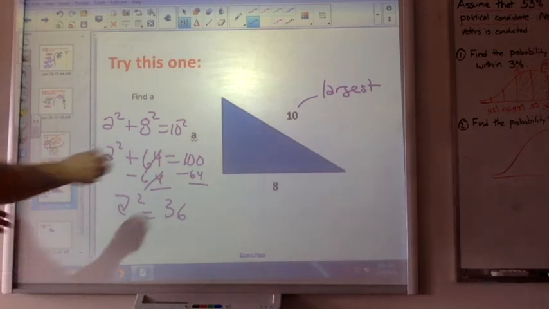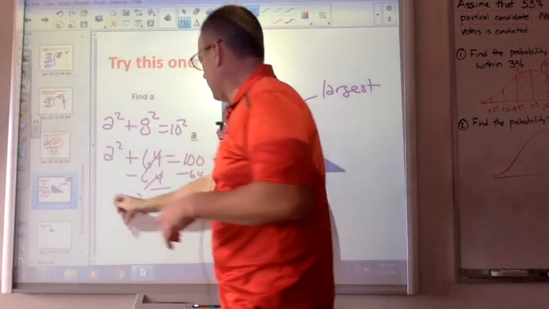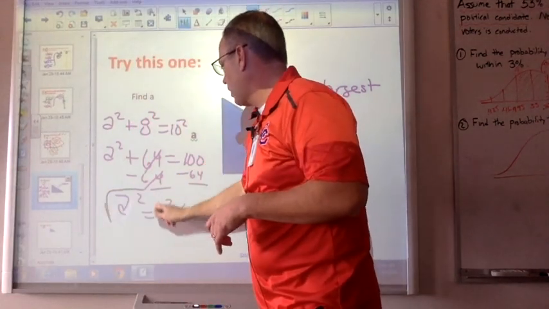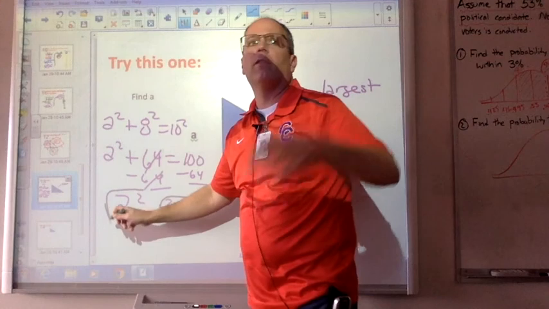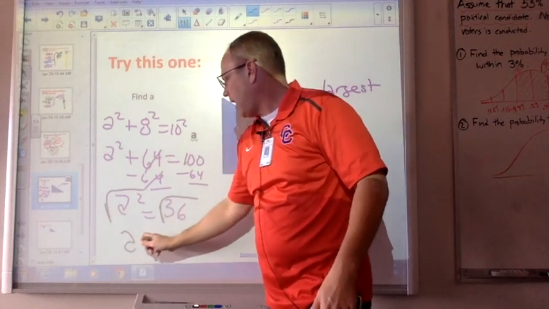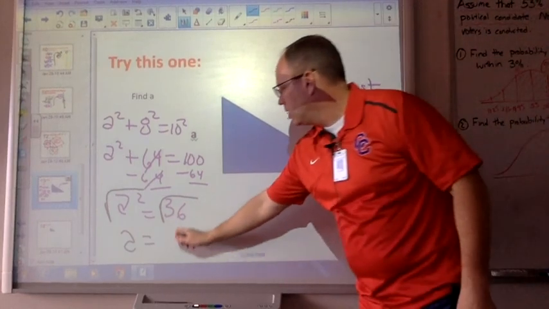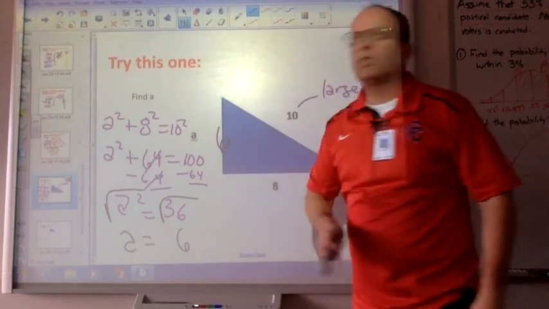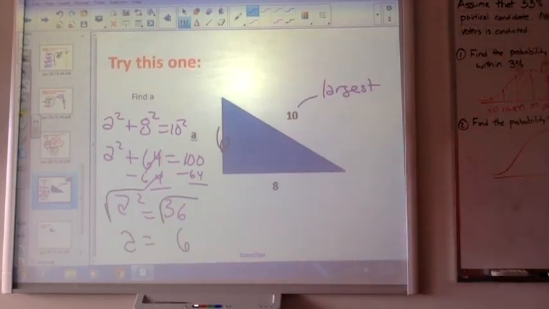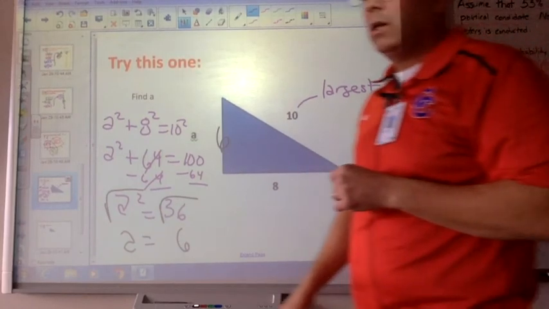So if I want to get A by itself, I want to take the square root of both sides, because the square root of A squared is just A. And the square root of 36 is what? 6. So this side here is a size of 6. Do we feel comfortable with that?